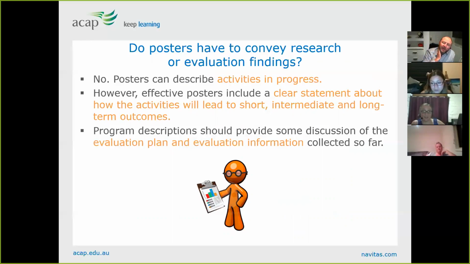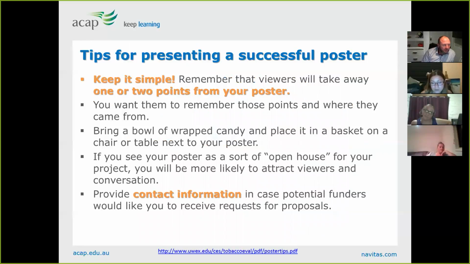Do they have to convey research or evaluation findings? No, in a nutshell, limited information. You want the targeted stuff, and that's about it. So look at that. One of my favourite lines: KISS, keep it simple. So what are the takeaways?